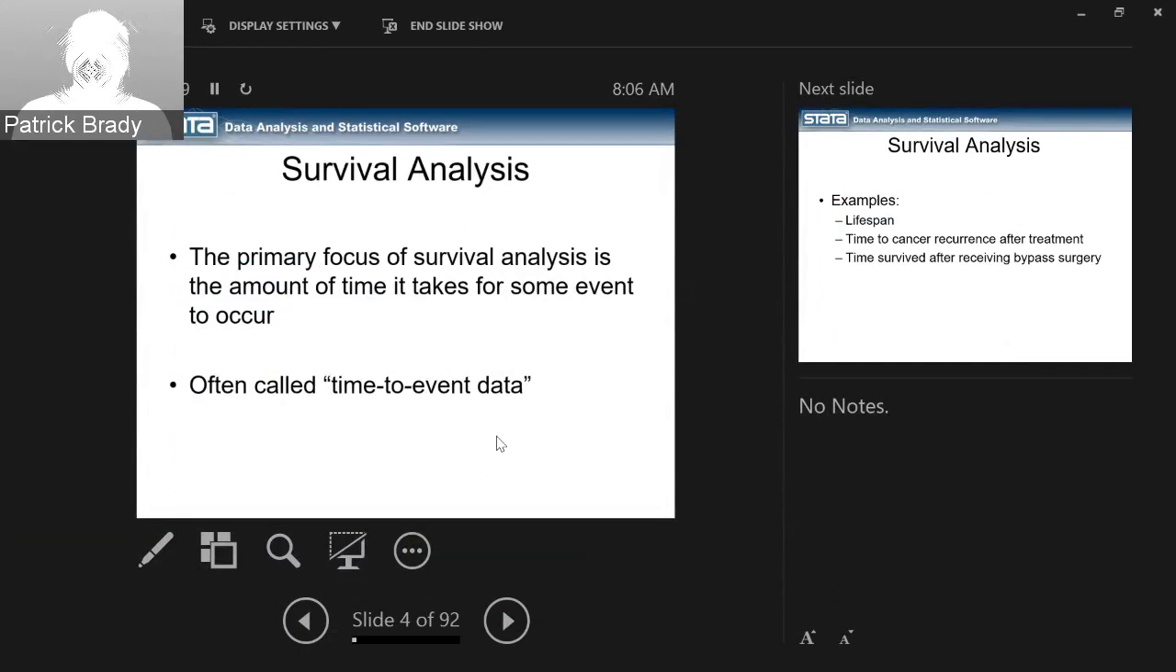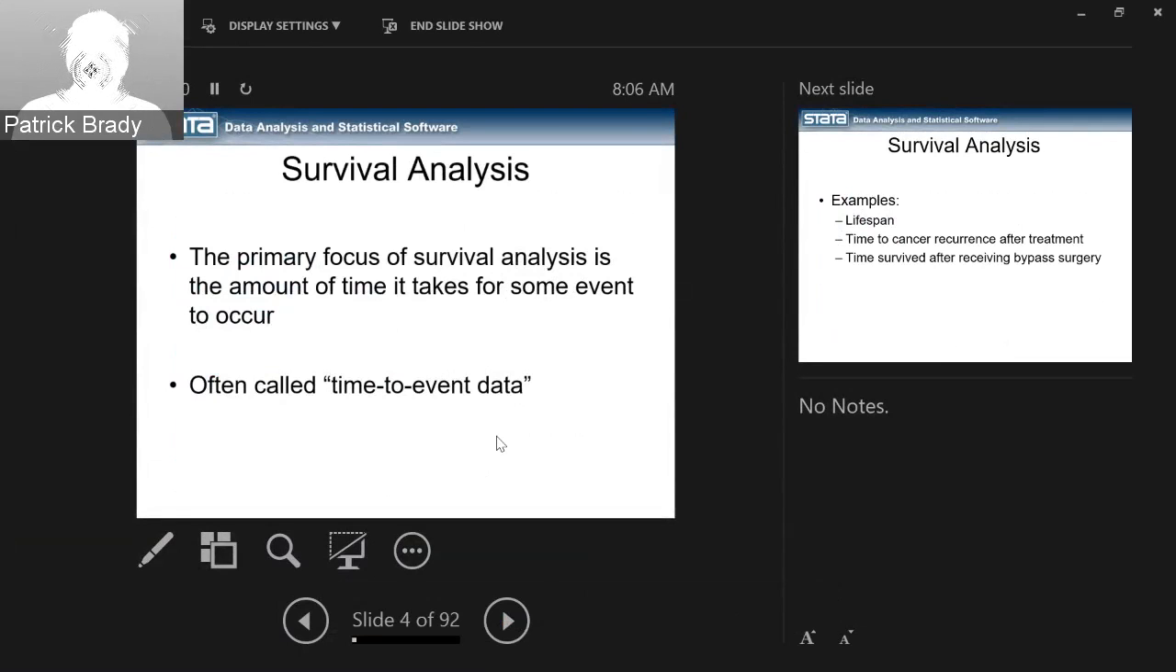Well, its primary focus is the amount of time it takes to wait until some event occurs. So it's time-based. How long do I have to wait until something occurs? And so sometimes it's called time-to-event data. In the biomedical sciences, we typically call it survival analysis because we're usually waiting on people to do something, die, or have heart attacks or things like that.